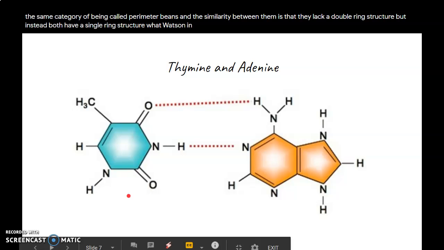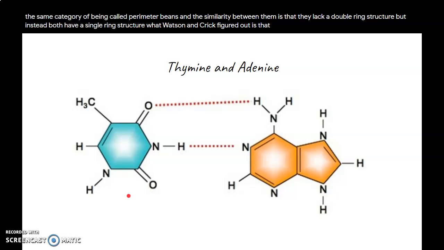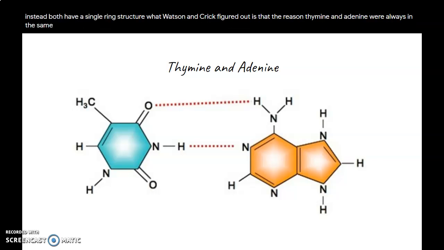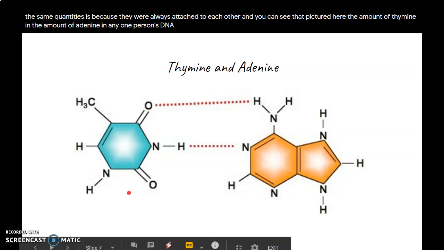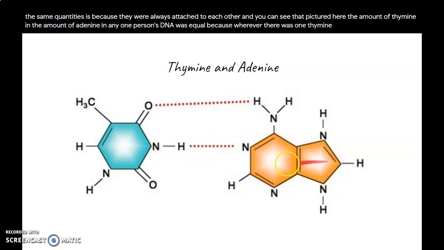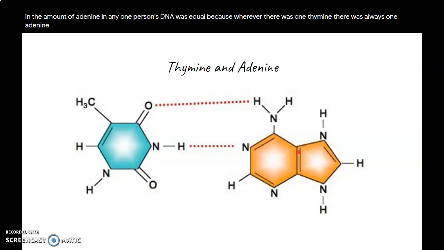What Watson and Crick figured out is that the reason thymine and adenine were always in the same quantities is because they were always attached to each other. And you can see that pictured here. The amount of thymine and the amount of adenine in any one person's DNA was equal, because wherever there was one thymine, there was always one adenine attached to it.